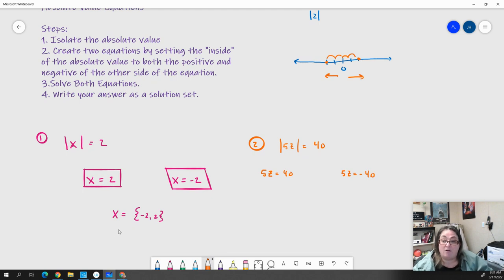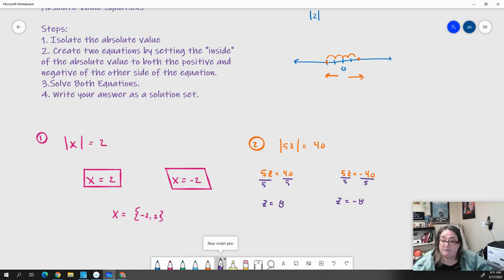And then we're going to solve both these equations, right? We want the variable to be set equal to something. So here I have 5 being multiplied to z. So I am going to divide both sides by 5. And I wind up with z equals 8. Here again, I have 5z being multiplied. So I'm going to divide by 5. And I'm going to get z equals negative 8.